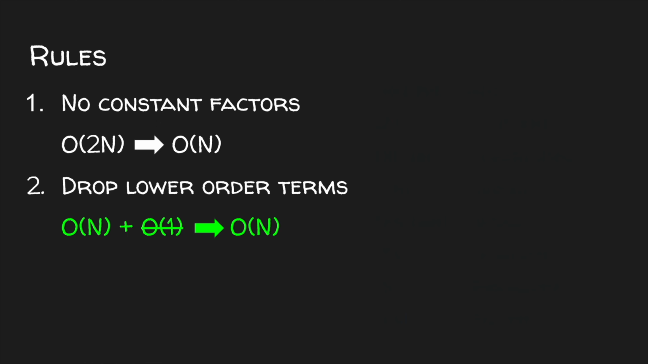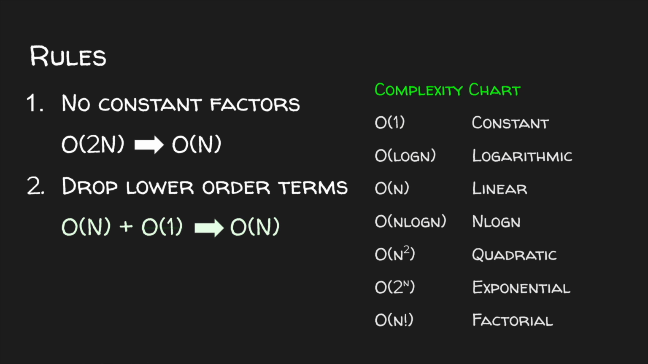Here's a chart of the most common runtimes, ordered from fastest to slowest, with the fastest runtime at the top and the slowest runtime at the bottom. Let's go over this chart together. O of 1 is called constant time, since the runtime does not depend on the variable input size n. O of log n is called logarithmic time, and that's when we have an iterative or recursive problem where in each iteration or recursive call, we reduce the input size n by some constant factor.